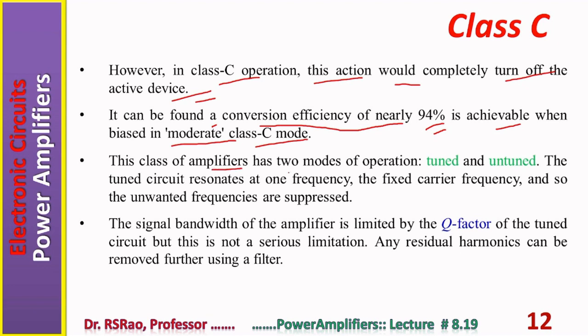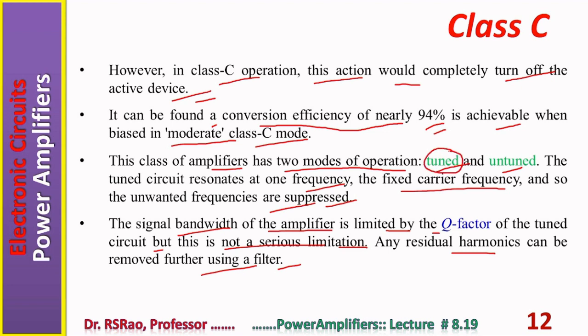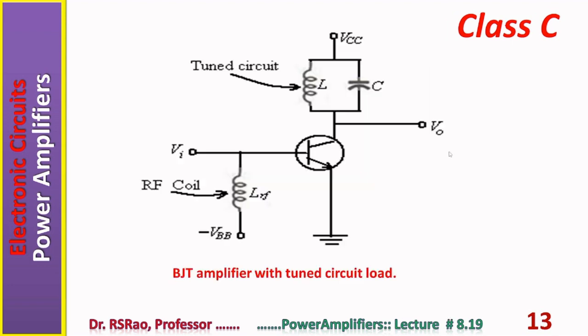This class of amplifiers have two modes of operation, tuned and untuned. The tuned circuit resonates at one frequency, the fixed carrier frequency, and so unwanted frequencies are suppressed. The signal bandwidth of the amplifier is limited by the Q factor of the tuned circuit, but this is not a serious limitation. Any residual harmonics can be removed further using a filter. So this is about tuned class C amplifier.